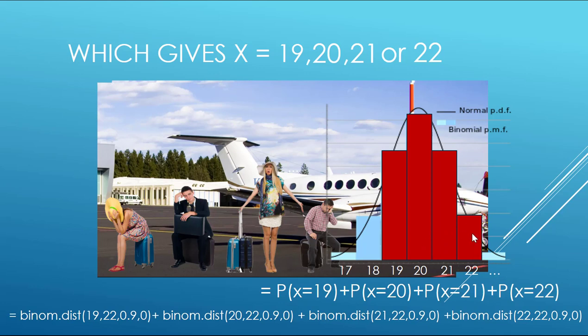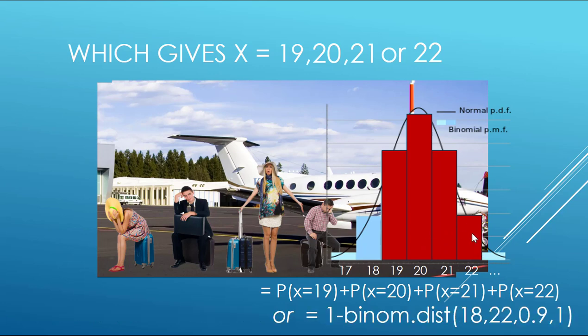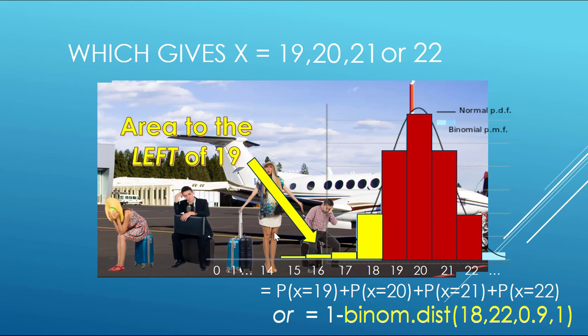The other thing you could do instead is have a look at the complement of 19 or higher, which is 18 or lower. So go have a look at this left tail area right here, and do 1 minus that, do 1 minus this area to the left, and that will give you this upper tail area.